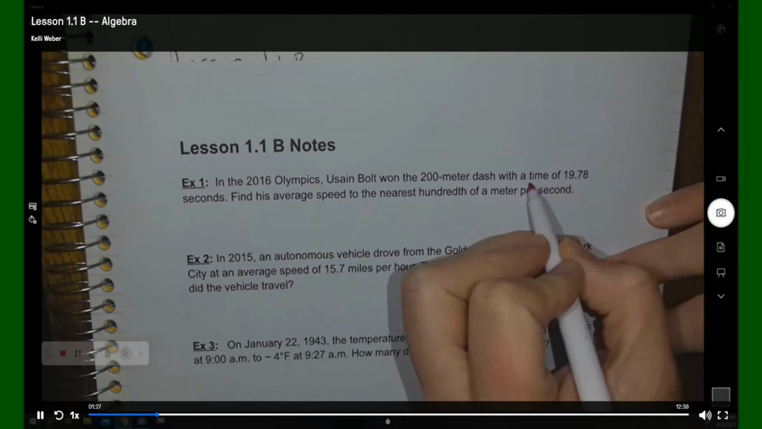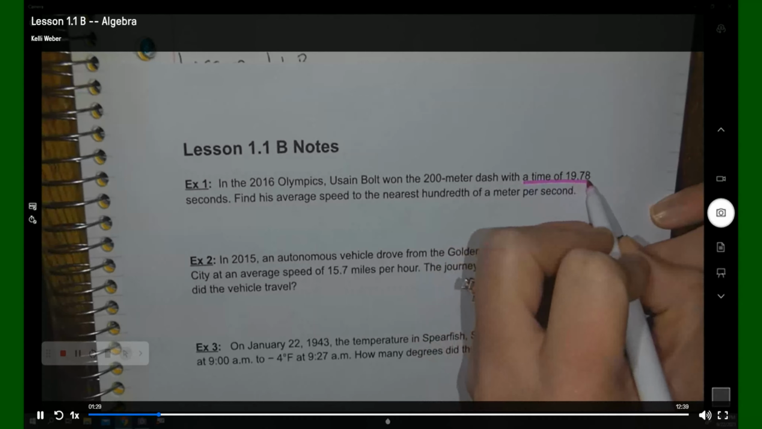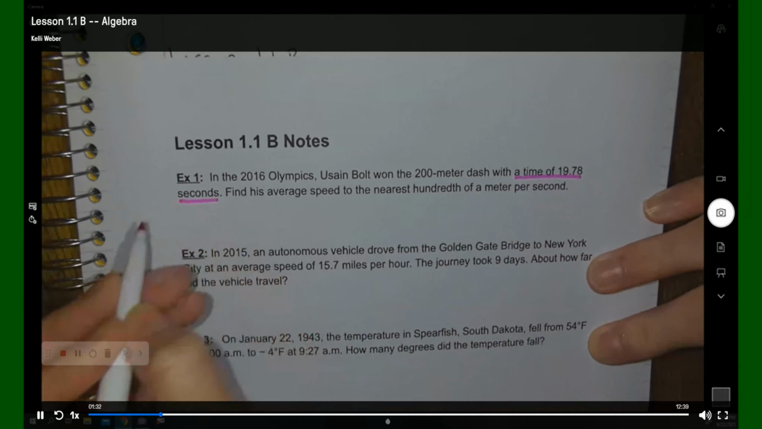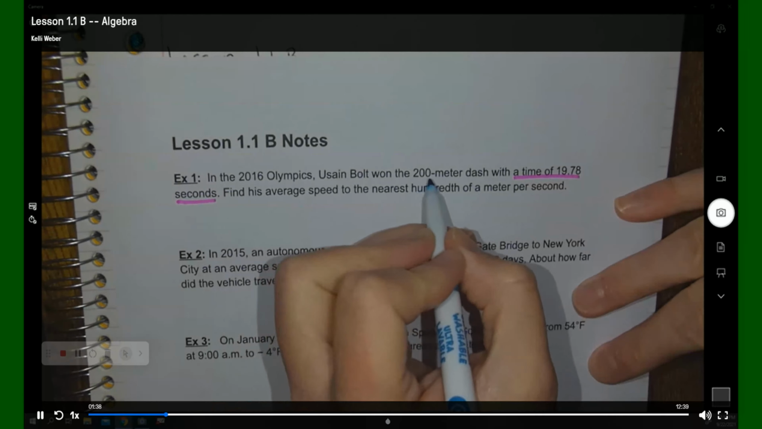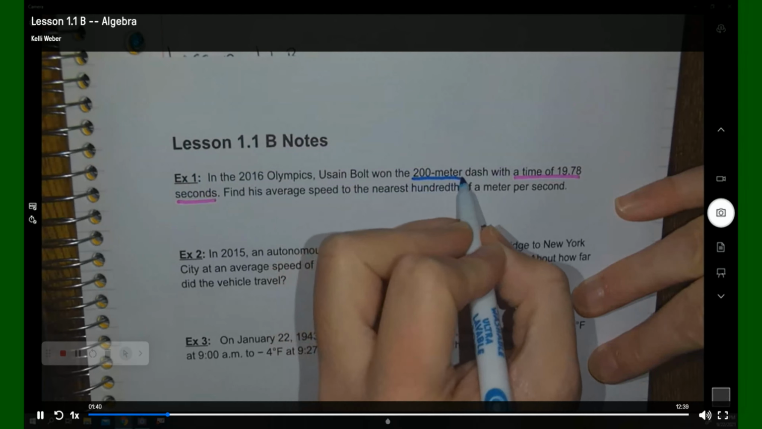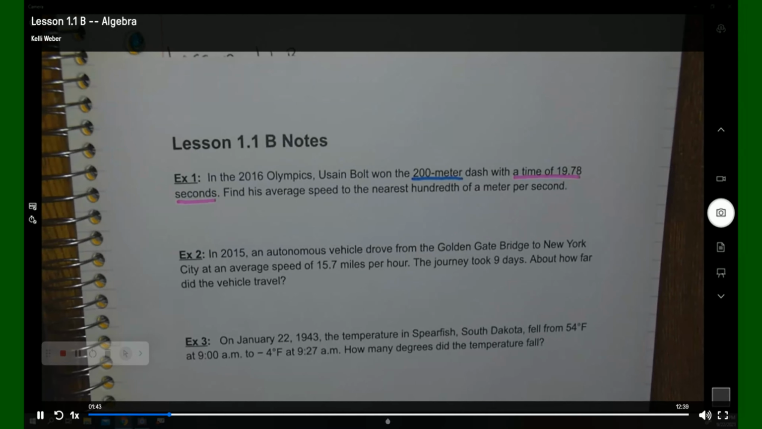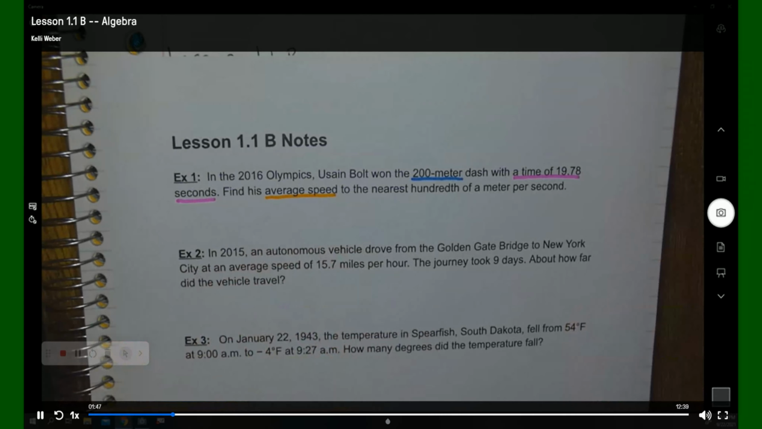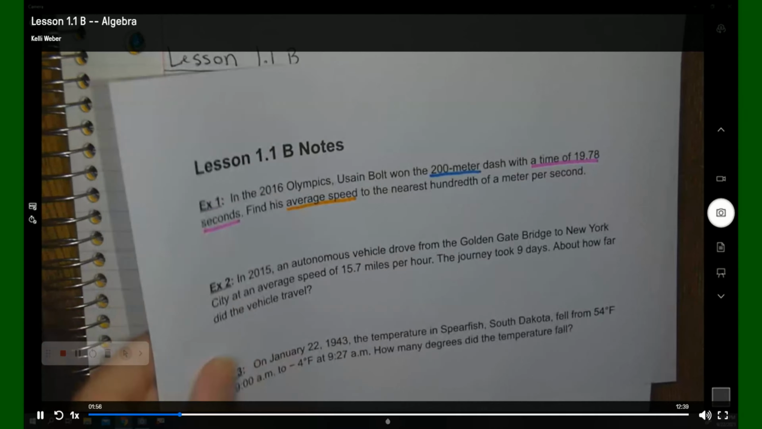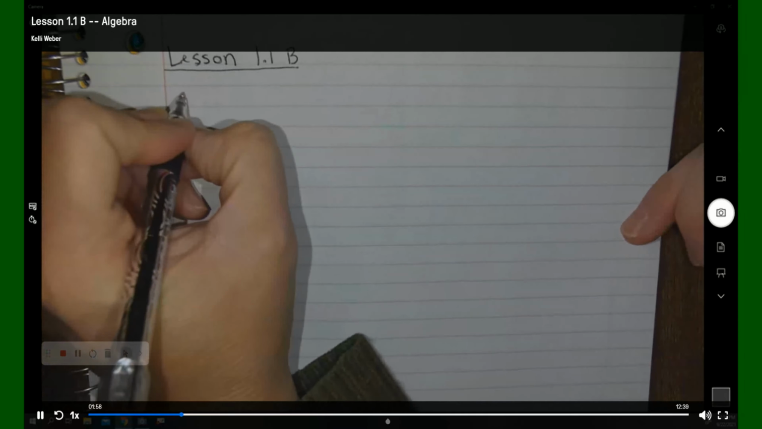So he had a time of 19.78 seconds. Here's another one. He ran the 200-meter dash, so that's his distance that he ran. And they're asking you to find his average speed. So keeping these things in mind, one of the equations that we're going to need to know for this is called the distance formula.